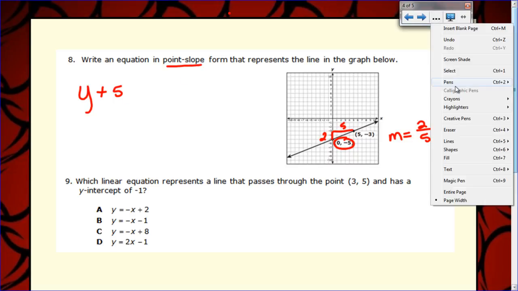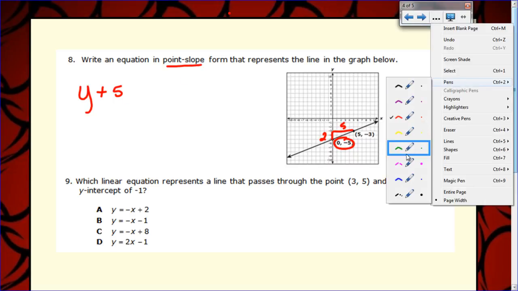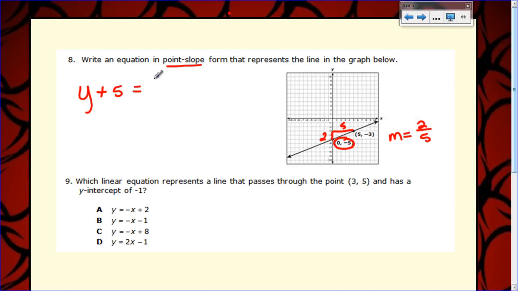So it makes it a plus sign. And then that is equal to my slope, which is 2/5, times x minus the x-coordinate of my point, which is 0. So that's the equation in point slope form. You're done. Finished. I just had to find the slope.